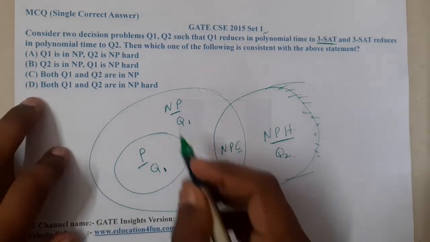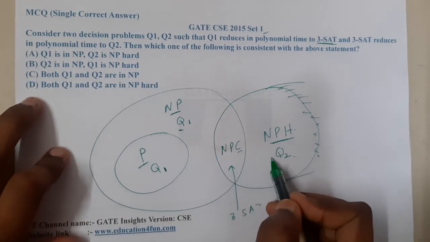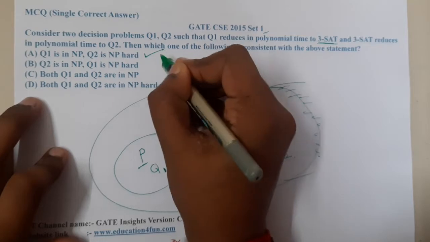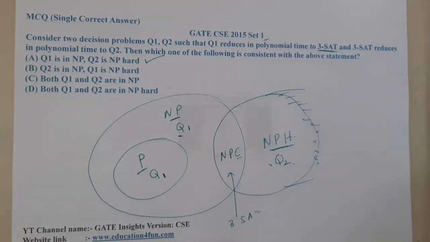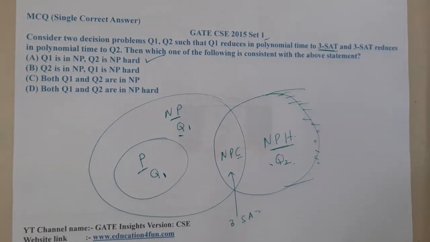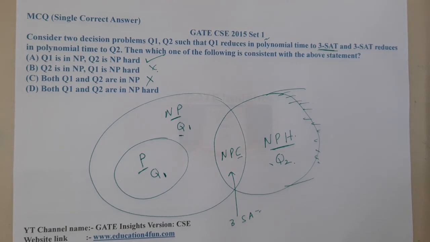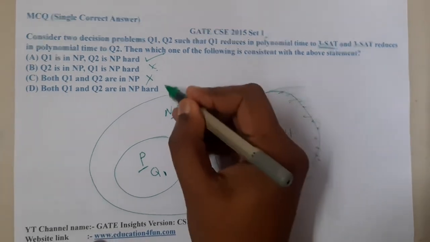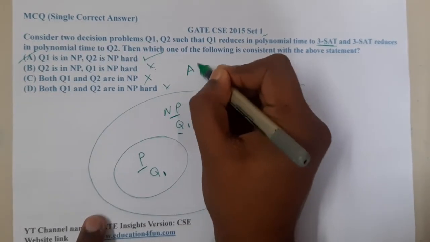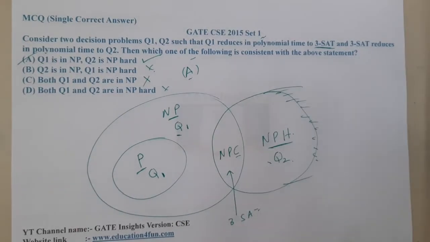Option A says Q1 is non-polynomial time and Q2 is NP-hard. I think this is correct. Option B says Q2 is NP, so that's wrong. Option C says both are NP, that's also wrong. Option D says both are NP-hard, so that's also wrong. So most possibly A will be the correct answer. Got it? These questions are really easy, guys.